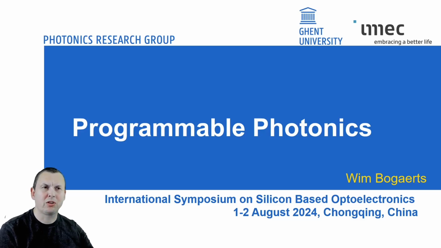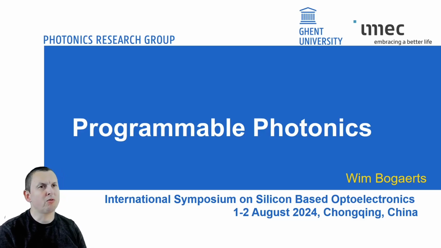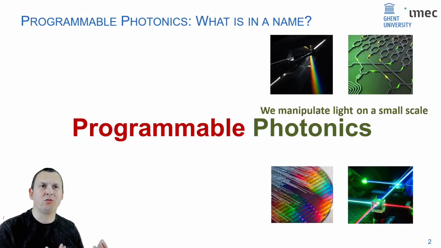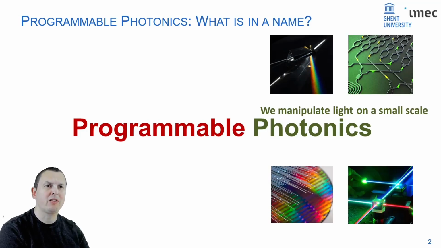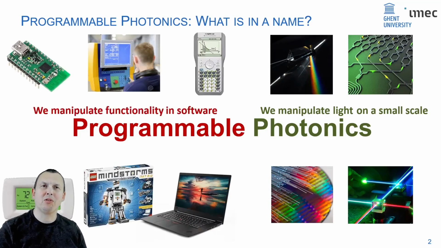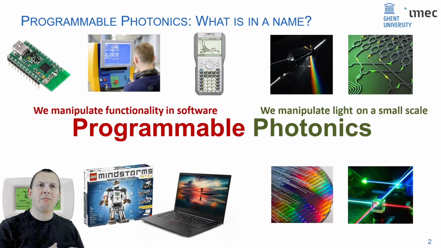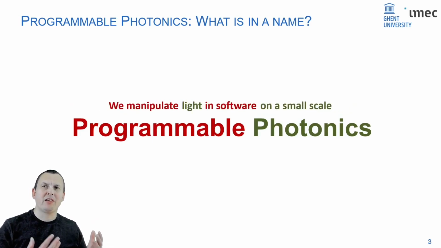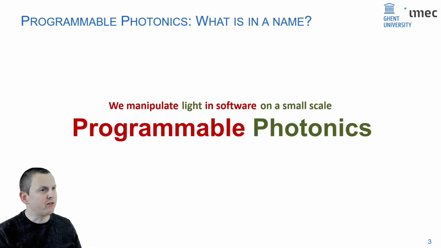Now, what's in the word? What do we mean when we say something is programmable, and what do we mean with photonics? I guess for most of us, the word photonics is quite obvious. It has basically anything to do with light, how we manipulate light and preferably manipulate light on a microscopic scale. With programmable, we're also familiar with that concept. We want to manipulate things in software. So if we bring these two together, then with programmable photonics, we mean manipulating light in software on a very small scale.